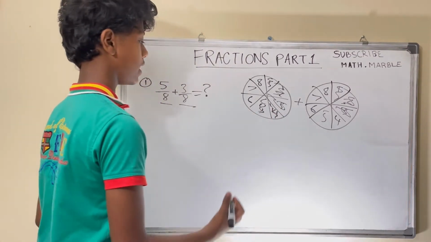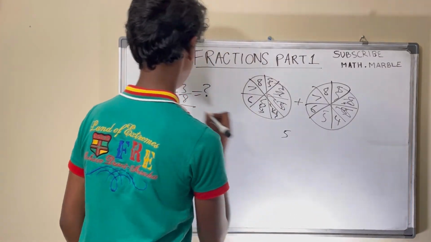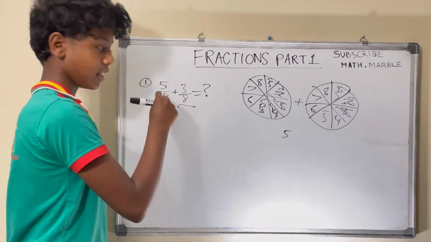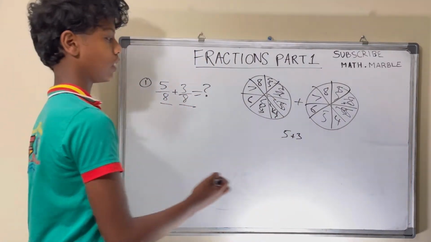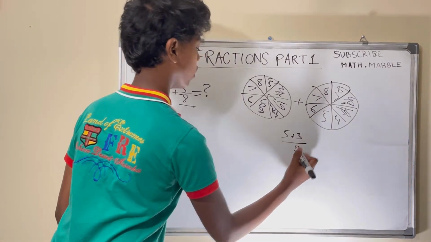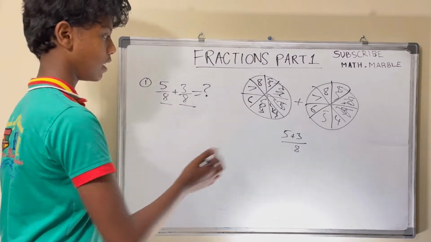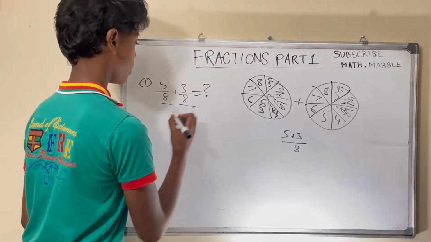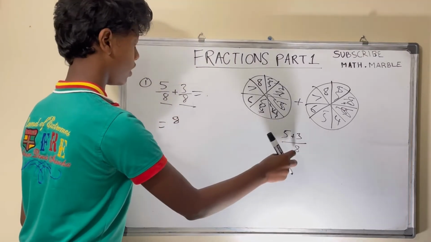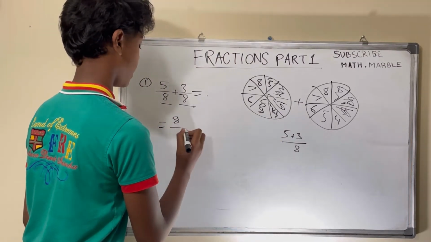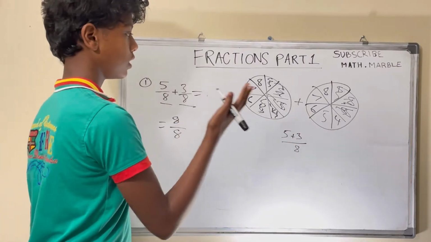So this is the same as saying, we have the same denominator, so it's the same as saying 5 plus 3, 5 slices plus 3 slices, with the same denominator of 8. 5 plus 3 over 8. So now all we have to do is add it. So 5 plus 3 equals 8, and our denominator is 8, because 8 slices of pizza over 8 slices.